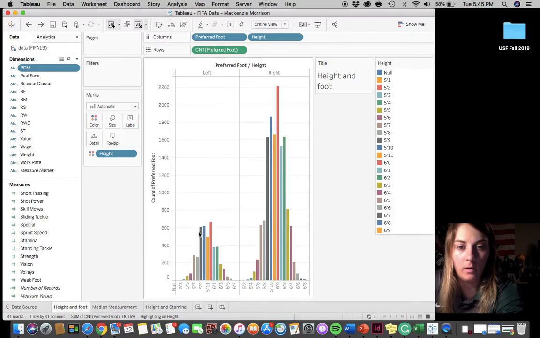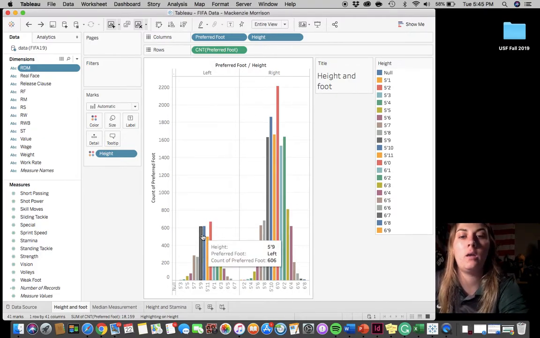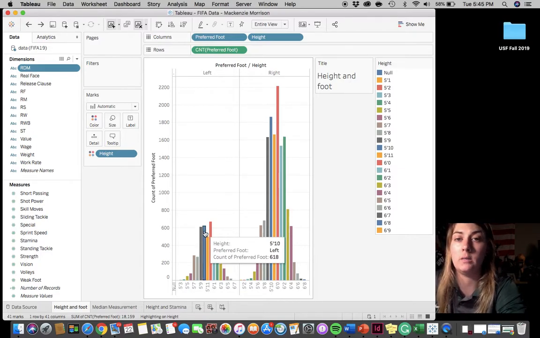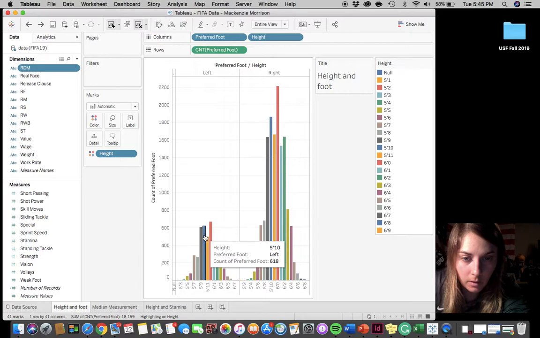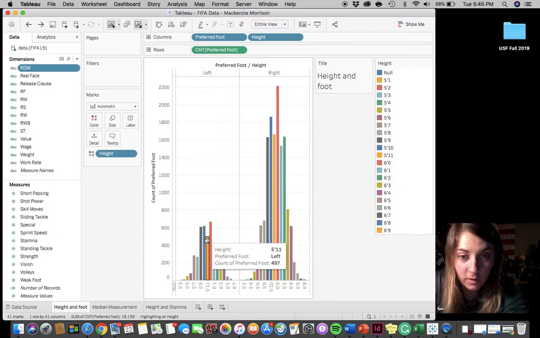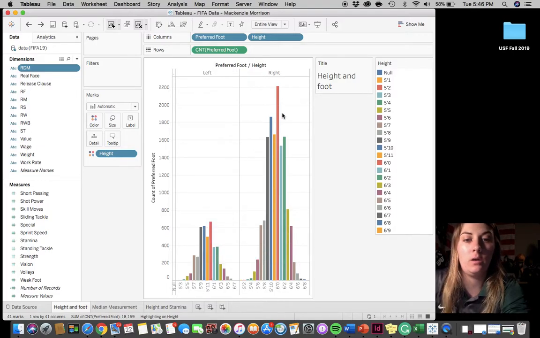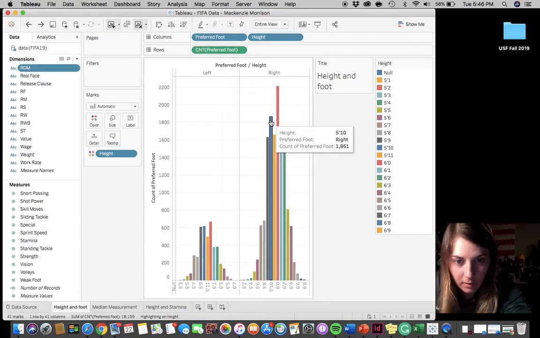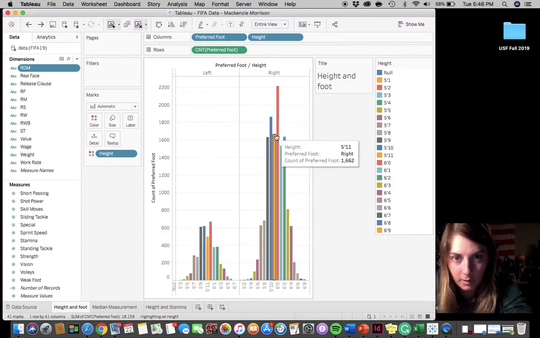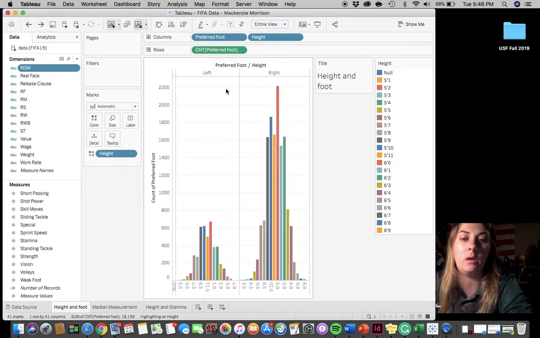And if you highlight over, it gives the specific height, the preferred foot, and the count of preferred foot. And this is the count numbers of each specific player, as there was a lot of players in the data. What I found pretty interesting is how the height's 5'10" for left, and it's 618, but then drops to 5'11", to 497, then heads back up to 669. It's kind of the same thing for right foot, it hikes up at that 5'10", 5'11" range, and then drops back down, and heads back up. I thought that was a pretty cool insight for the left and right foot and heights.